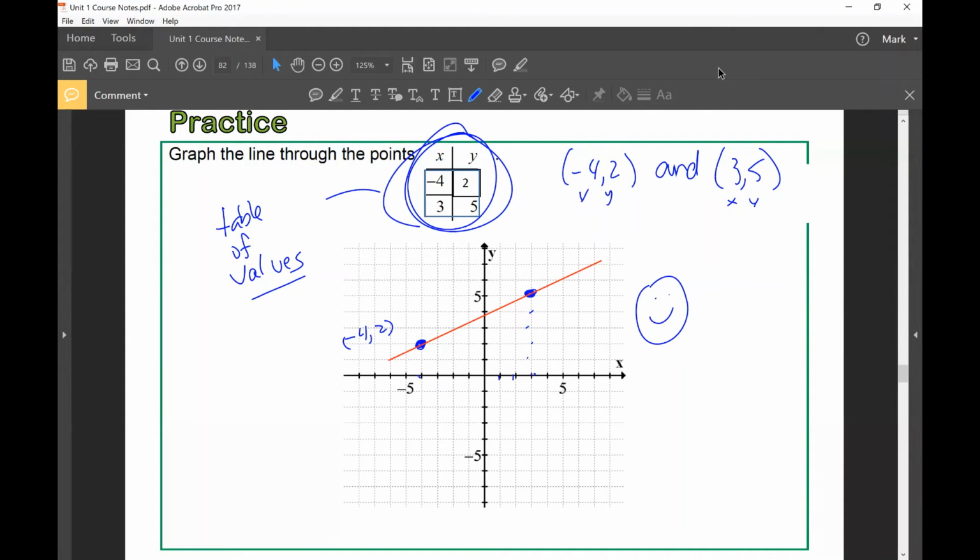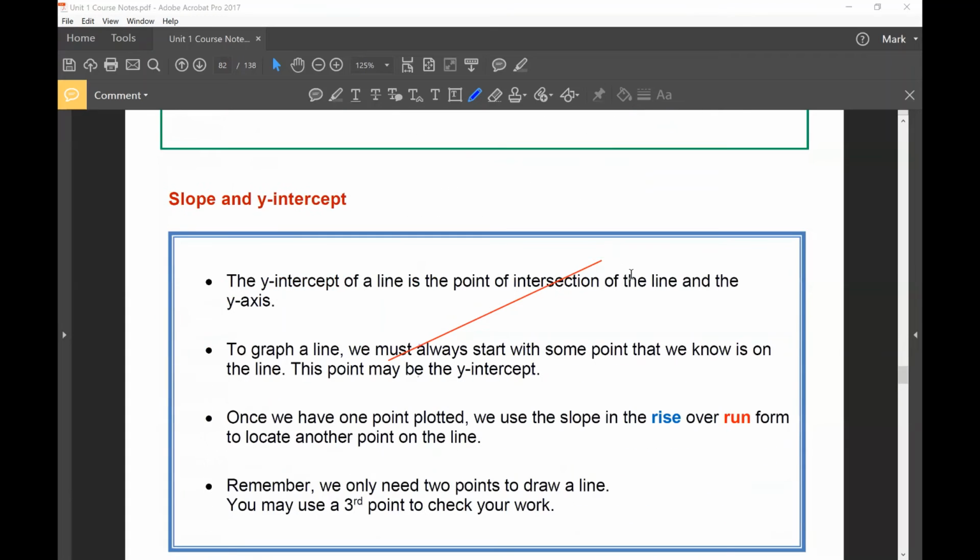If anybody here is wondering what the point of drawing lines is, I cannot express enough how important this is for any of your programs, medical science, engineering, whatever you're in, business. It's so important.